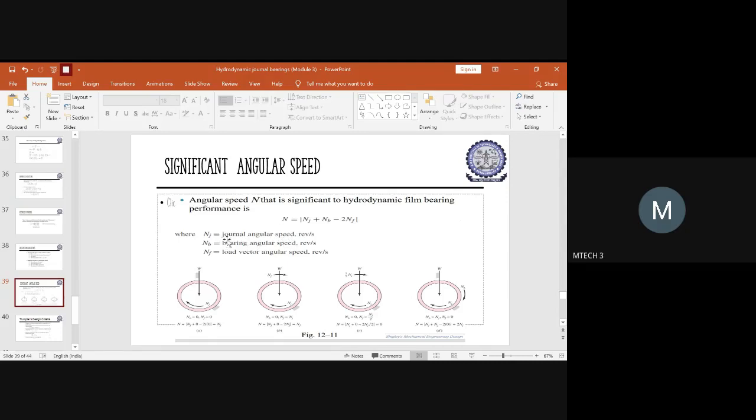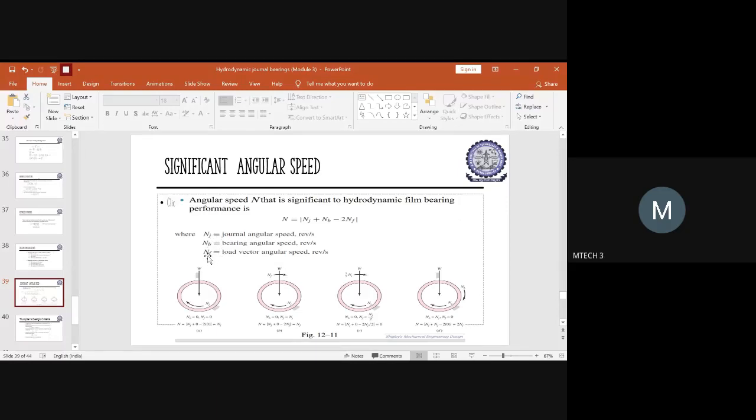Okay, so what is the angular speed with which the journal is revolving? This is given by N suffix J. J itself shows the angular speed of the journal. Similarly, N suffix b is the angular speed of the bearing. So this will be the value for N suffix b.